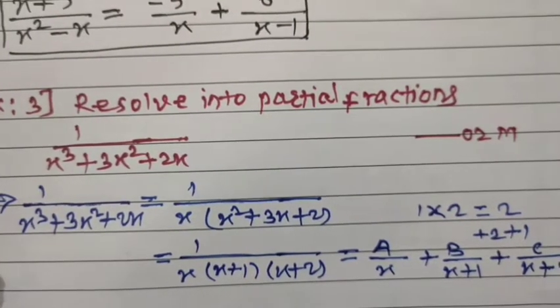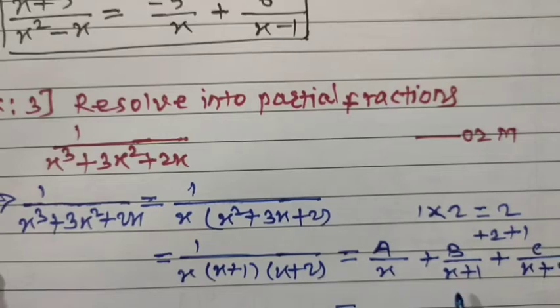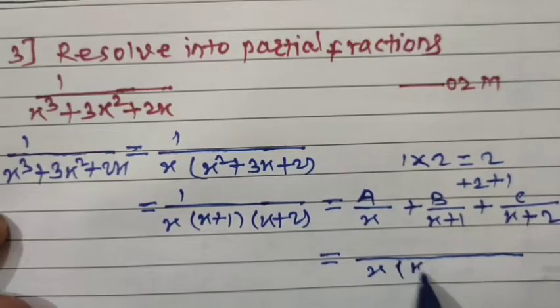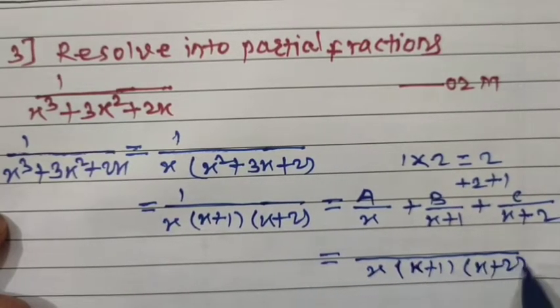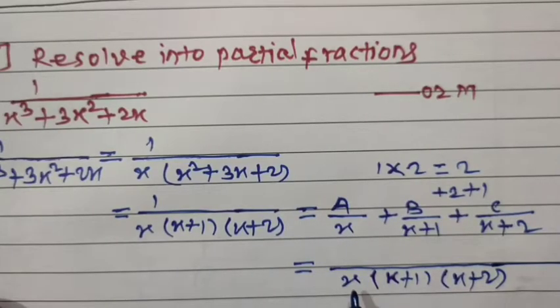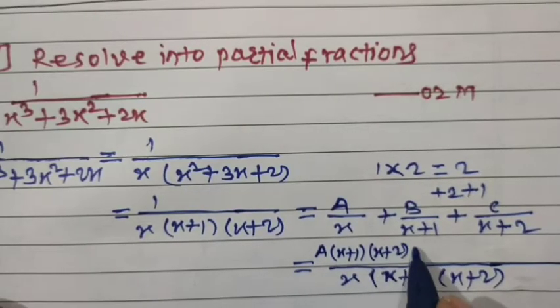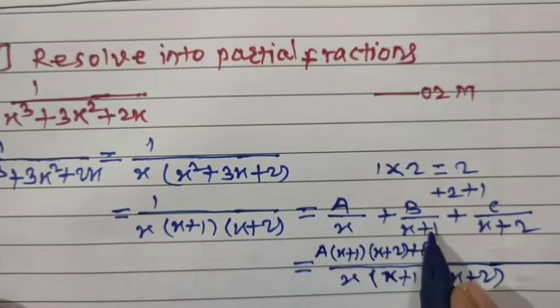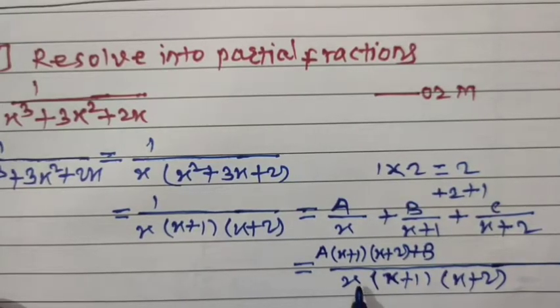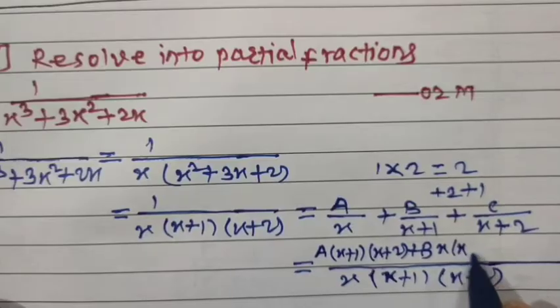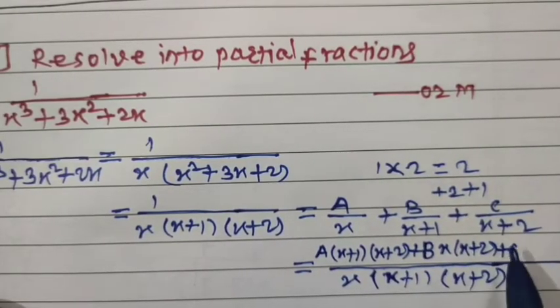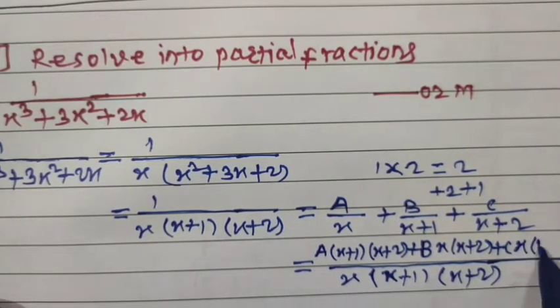Now make the denominator of the right hand side equal to the denominator of the left hand side. Means we are taking the LCM of the denominators of the right hand side. So that will be x into x plus 1 into x plus 2. Now this x gets cancelled with this x. So a into x plus 1 into x plus 2, plus b into x plus 1 gets cancelled with this x plus 1, remains x into x plus 2, x into x plus 2, plus c into x plus 2 gets cancelled with this, x into x plus 1 into c. X into x plus 1.